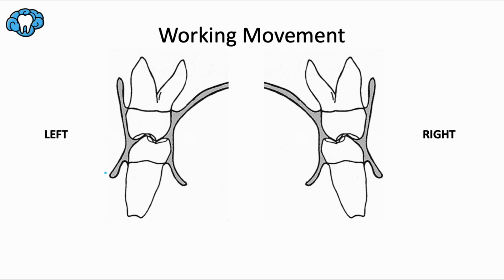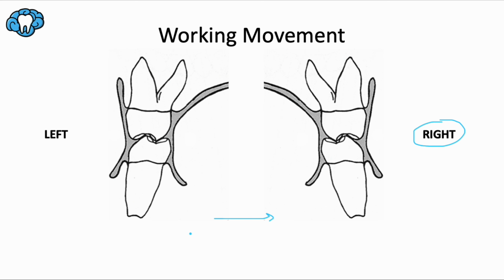In other words, a mandible moving to the left means that the left side is the working side and the right side is the non-working or balancing side. If the mandible is moving to the right, then the right side is the working side and the left side is the non-working or balancing side for that given movement. So it changes dynamically as the mandible moves around.